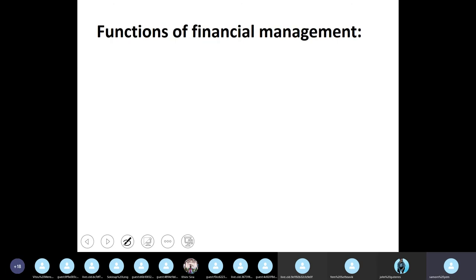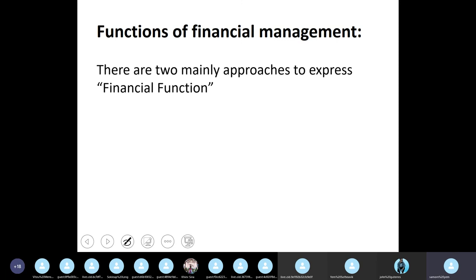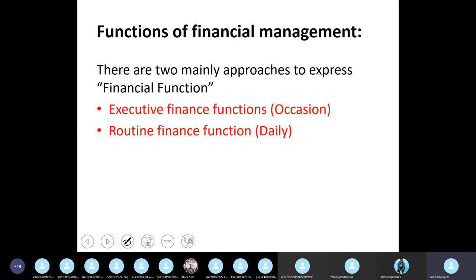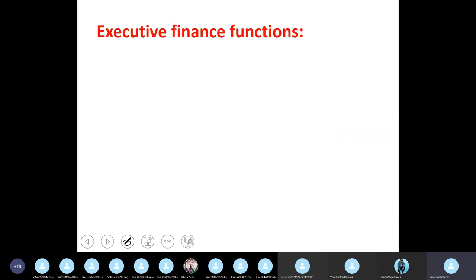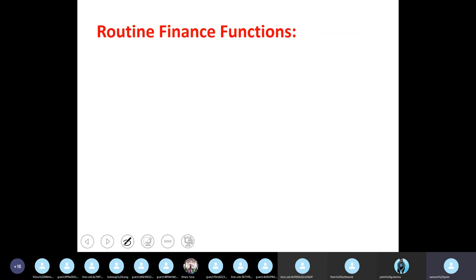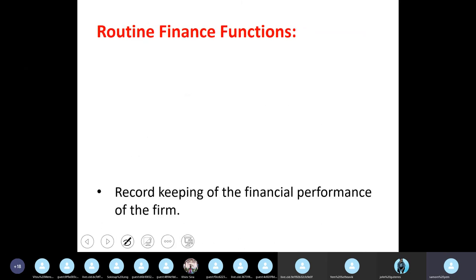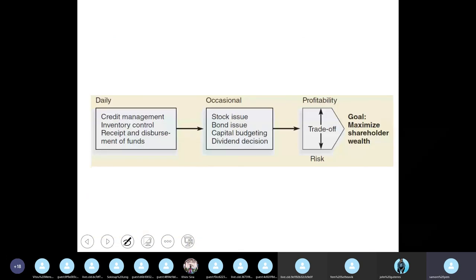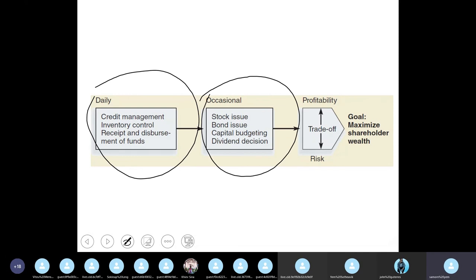We talk about the functions of financial management. There are two main functions. One is the executive function, and the other is the routine, daily, or occasional function. The functions will be shown in the picture. In the picture over here, this is the routine function, and this is the executive function.